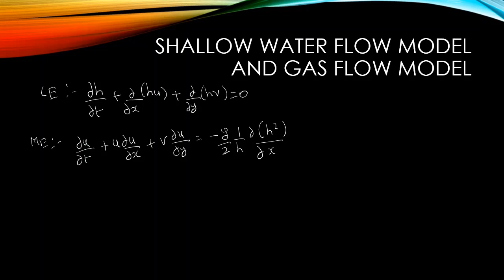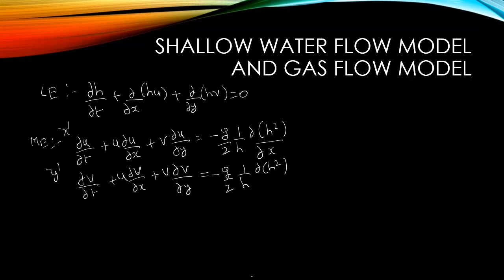So this is your x momentum equation, and then your y momentum equation is ∂v/∂t plus u ∂v/∂x plus v ∂v/∂y minus g by 2, 1 by h, ∂h square by ∂y. So these two are the momentum equations, x momentum equation and y momentum equation.